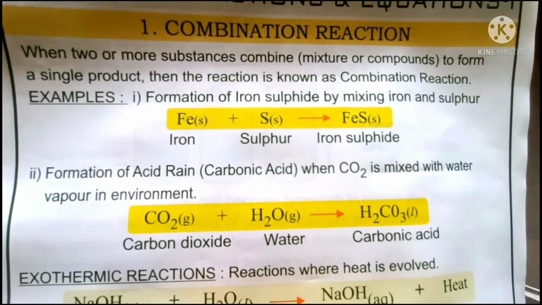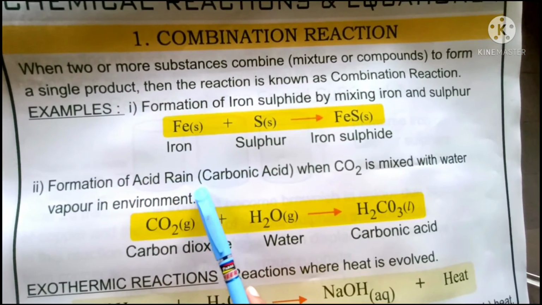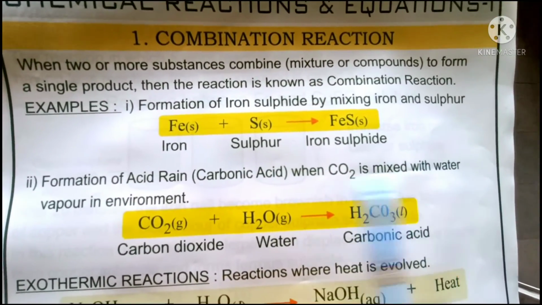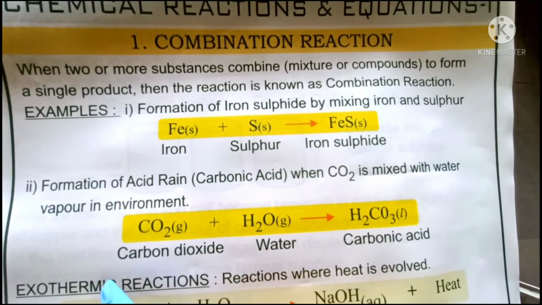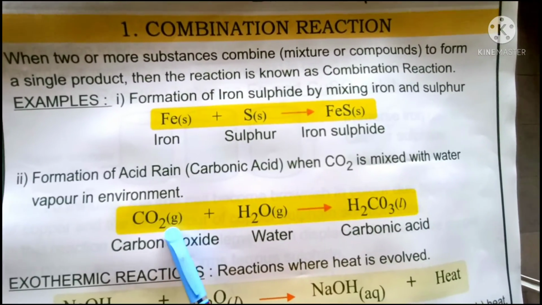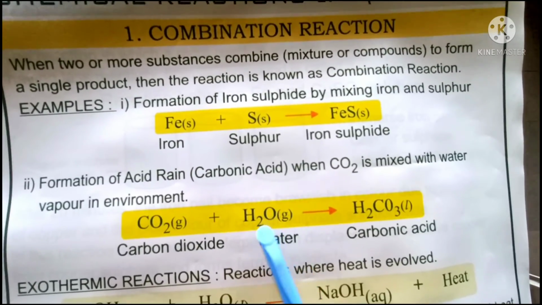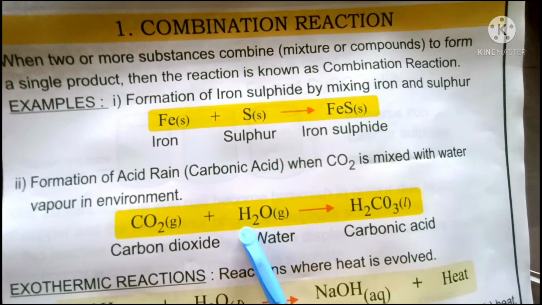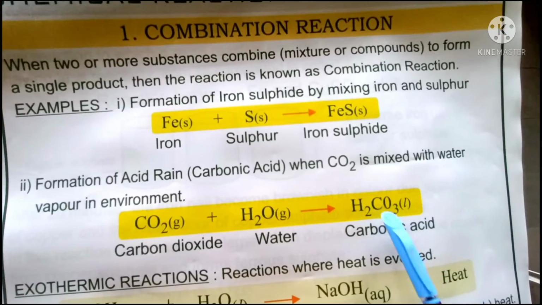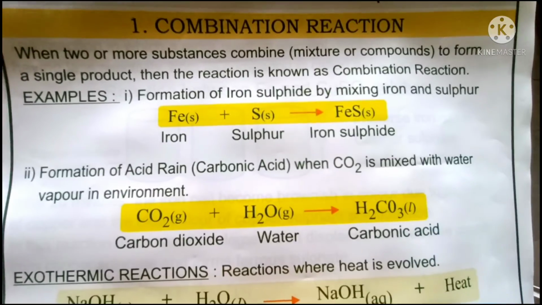Now let's see one more example of a combination reaction. It is the formation of acid rain, or we can say carbonic acid. When carbon dioxide is mixed with water vapor in the environment, carbonic acid is formed. Let's see the chemical equation. Carbon dioxide, CO2, in gaseous form reacts with the water vapor, which is in gaseous form or in the form of droplets, H2O. It forms carbonic acid, H2CO3, a liquid carbonic acid, or the formation of acid rain.